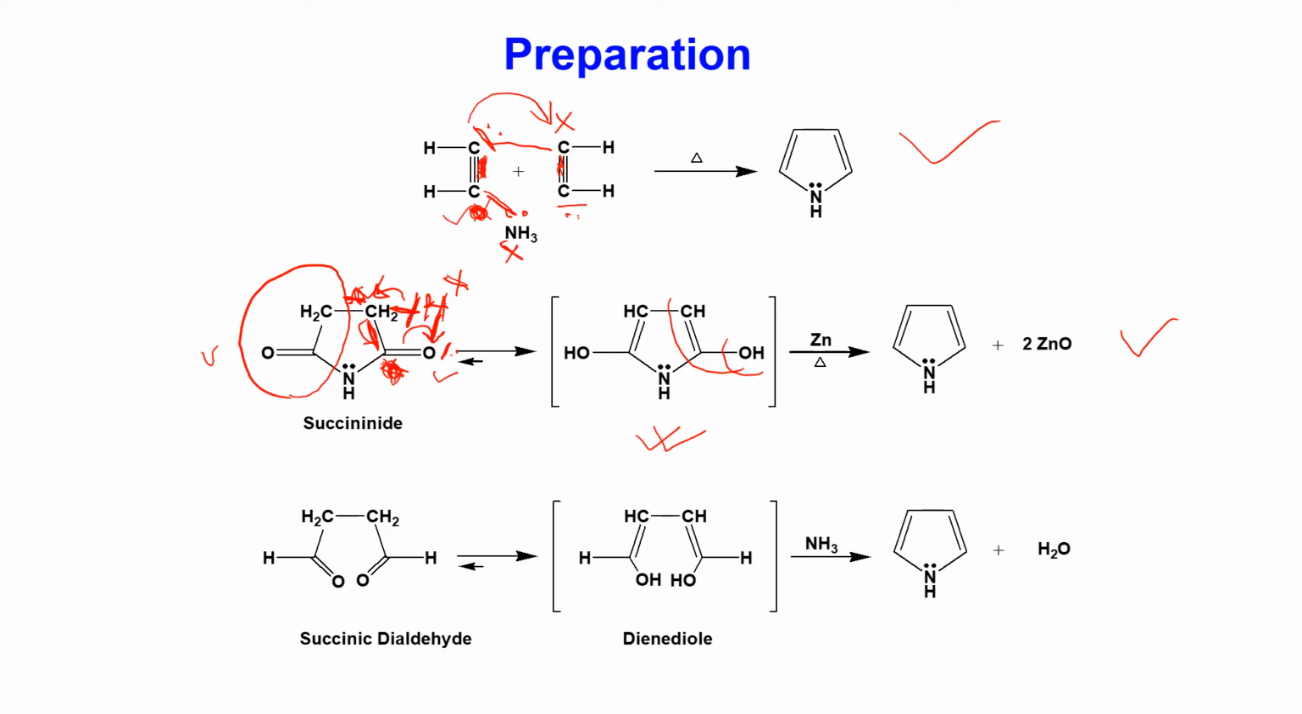After that, 2,5-dihydroxy Pyrrole will react with zinc dust. So zinc dust diffuses to this position, that is, it can absorb the oxygen from this hydroxyl group and form zinc oxide. So this 2,5-dihydroxy Pyrrole will be converted to Pyrrole, and zinc will absorb the oxygen and be converted to zinc oxide.